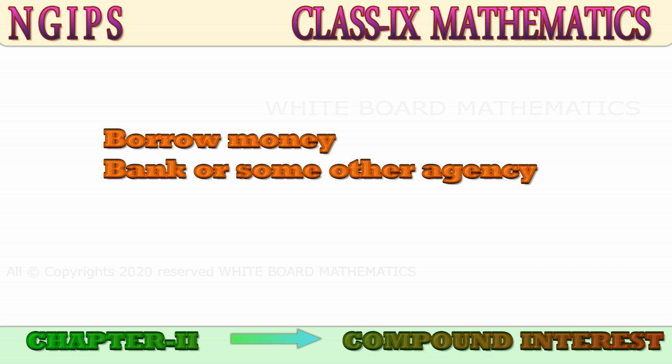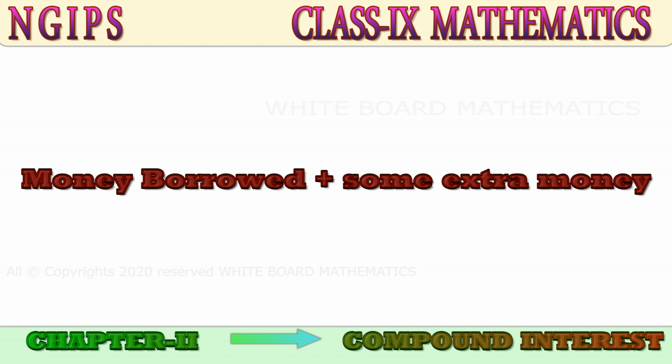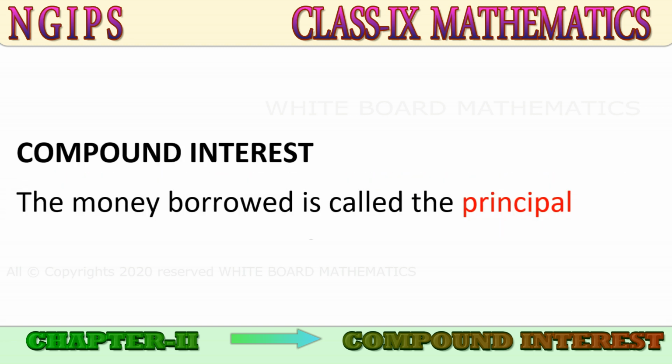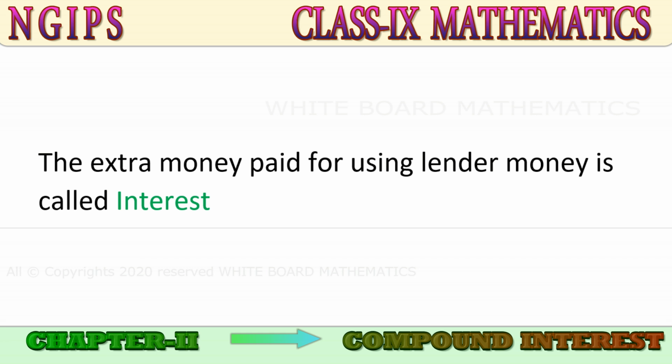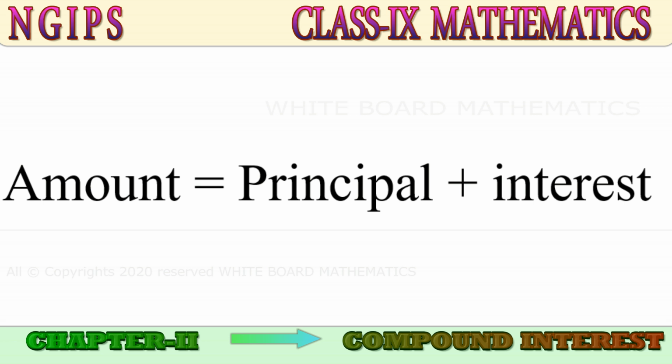First, sometimes in need we borrow money from a bank or some other agency during financial business. In general, the money is borrowed for a specific period and has to be returned at the end of the period. At the end of the period, we pay the money borrowed plus some extra money for utilizing the money of the lender. The money borrowed is called principal. The extra money paid for using the lender's money is called interest, and the total money paid at the end of a specific period is called amount.